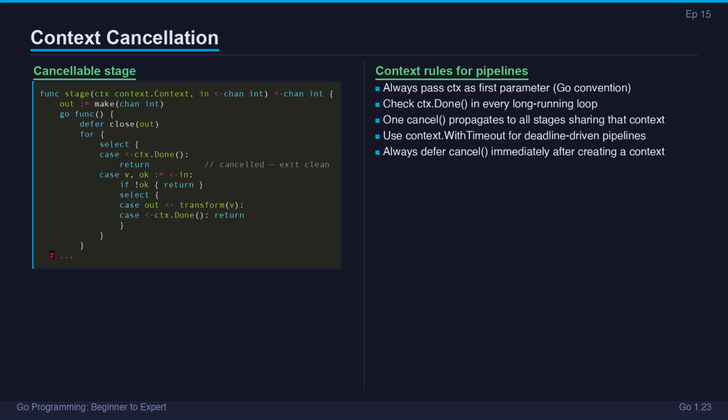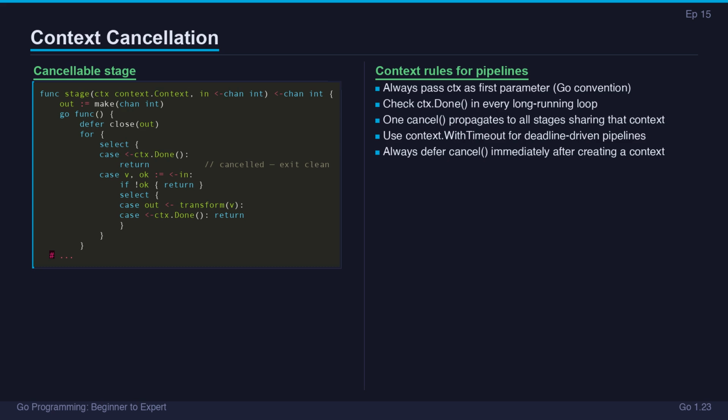Pipelines need a way to stop. If the consumer exits early because it found what it was looking for or hit an error, the pipeline stages are still running, blocked trying to send to a channel nobody is reading. That's a goroutine leak. The standard solution is context. You pass a context as the first parameter to every stage. Inside the goroutine, instead of a simple range loop, you use select with two cases, one for normal channel receive and one for ctx.Done.